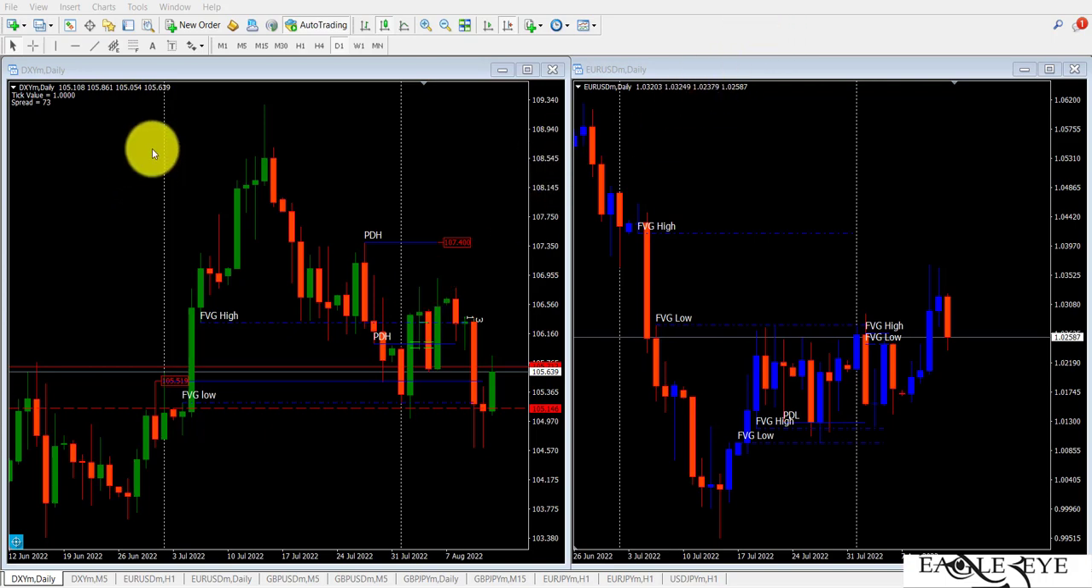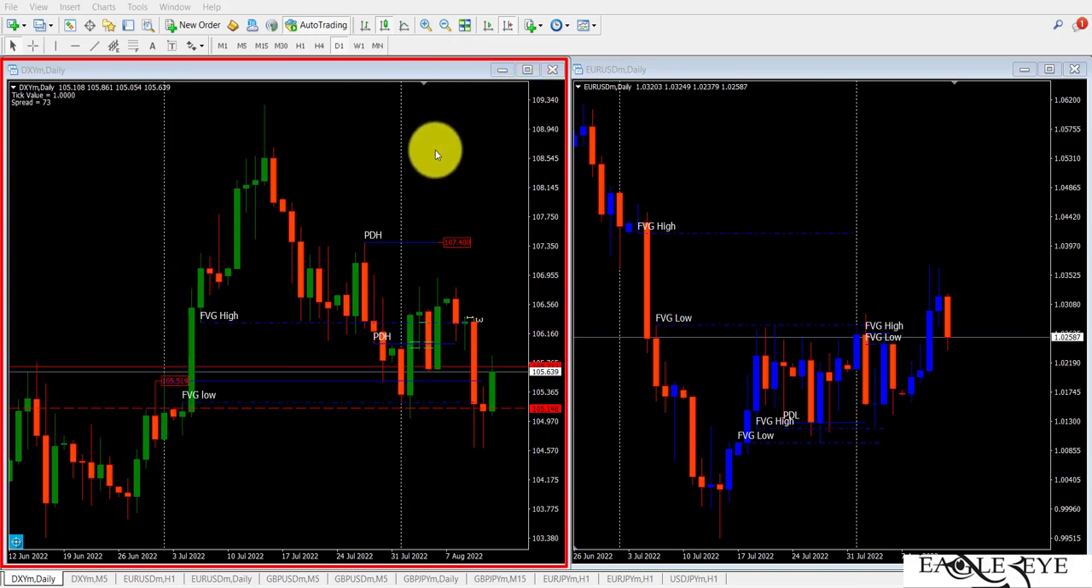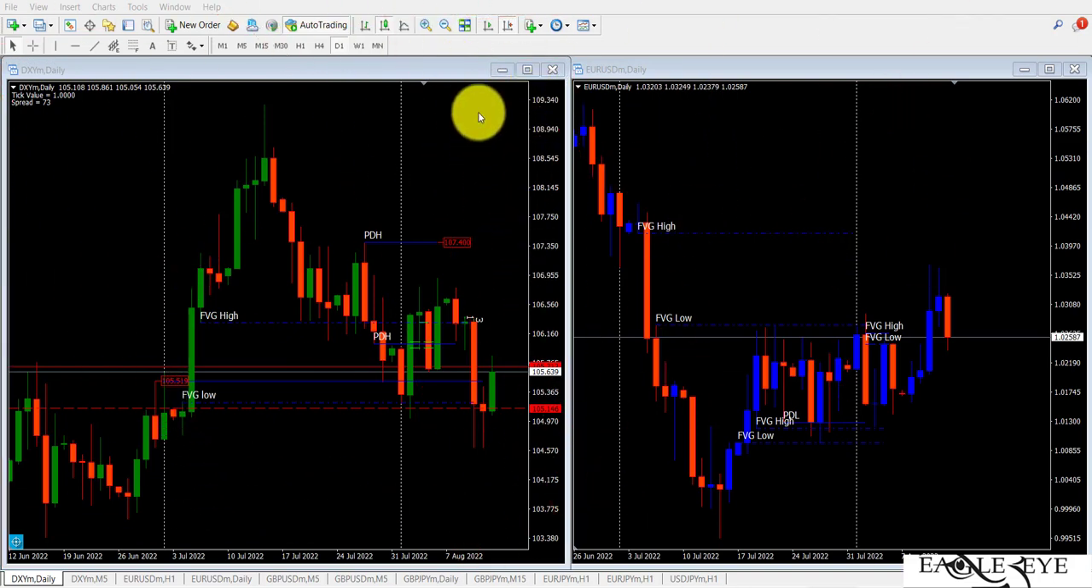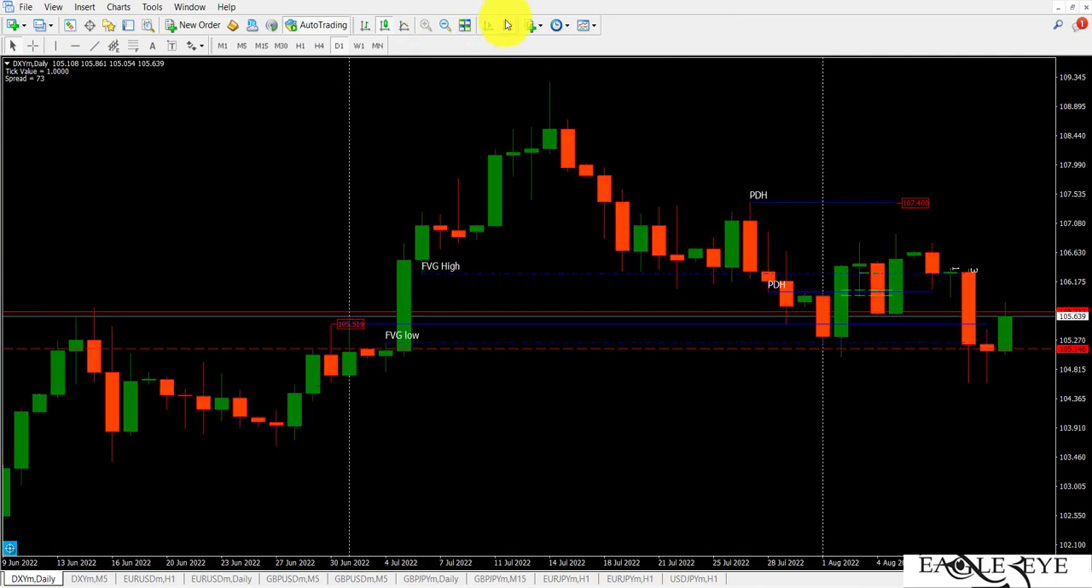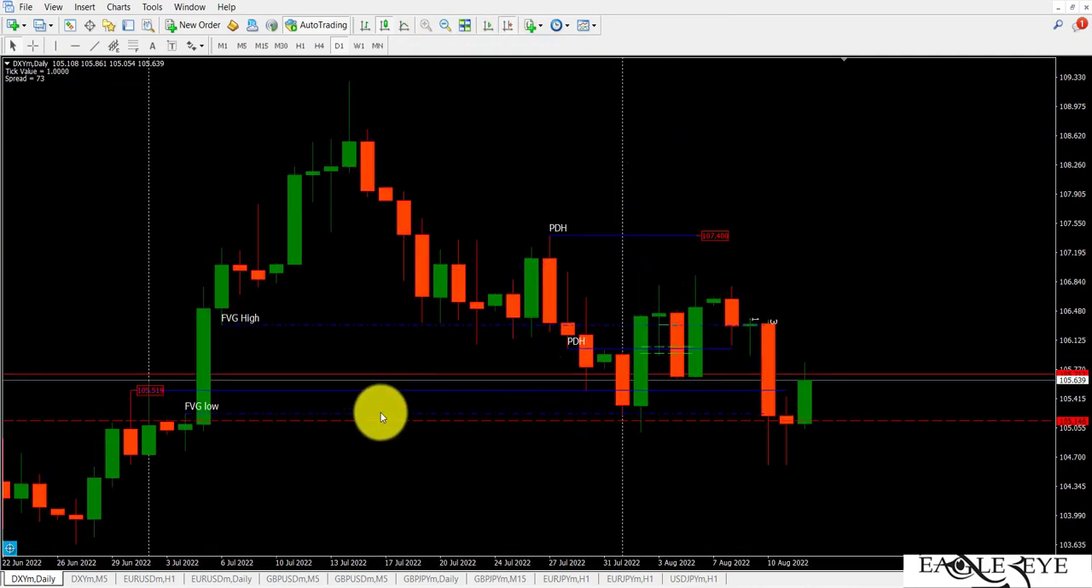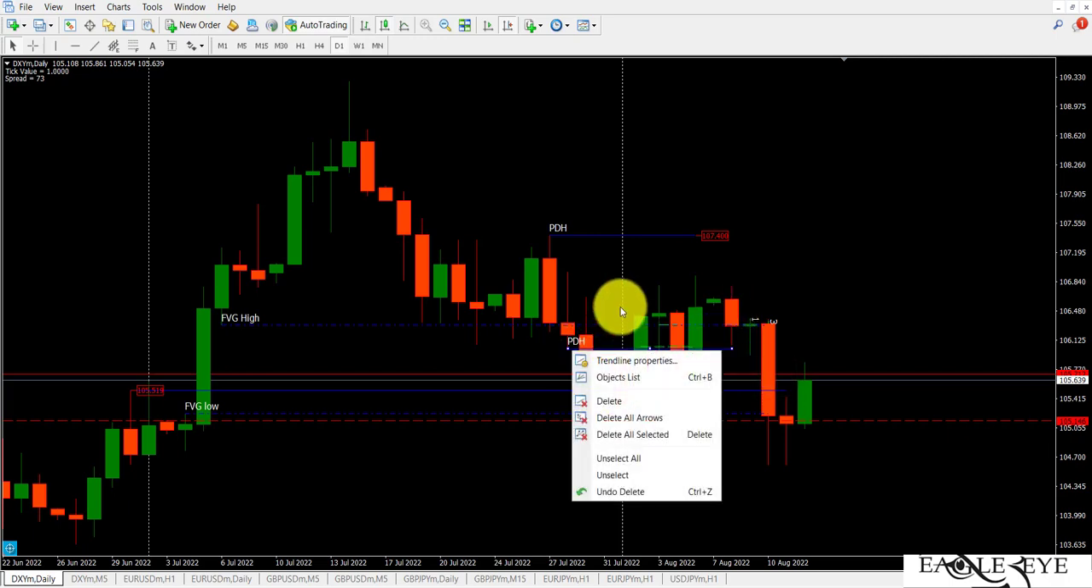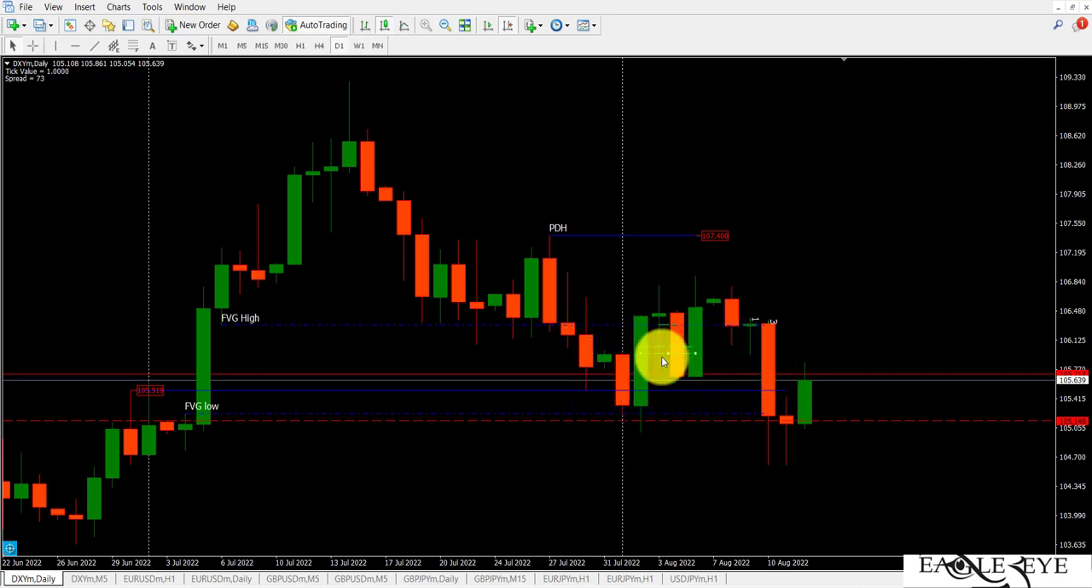Okay, so on the left hand side, right here is the dollar index, and then against the USD. So let me maximize the dollar index charts. Okay, now so this is the charts, and then let me delete this and delete this. Okay, rid of them.